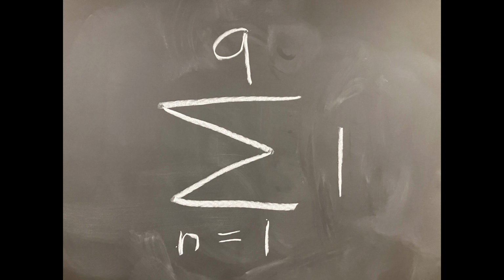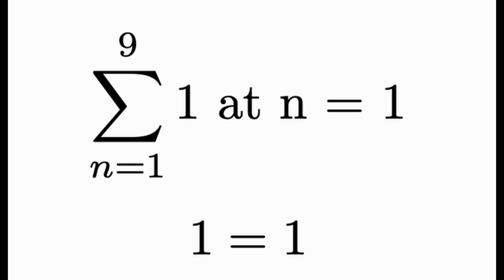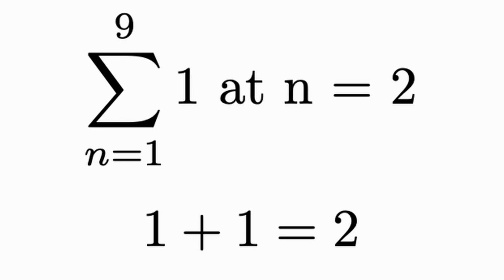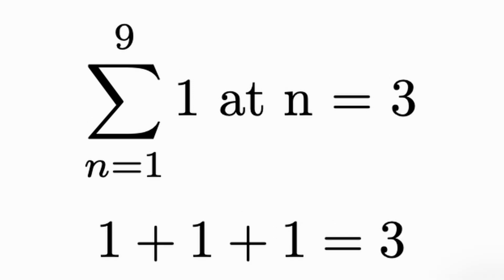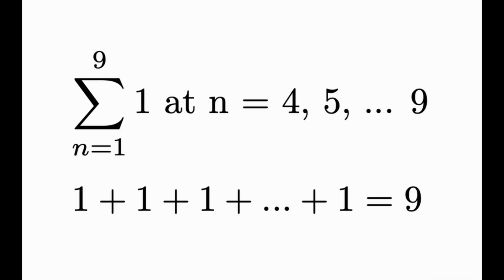Okay, let's evaluate 9 ones written in sigma notation. N equals 1, our sum so far is just the inside term 1. N equals 2, our inside term is still just 1, so we add that onto the previous term. Our sum is 2. N equals 3, our sum is 3. N equals 4, 5, and so on. N equals 9. The final result of our sum is 9.